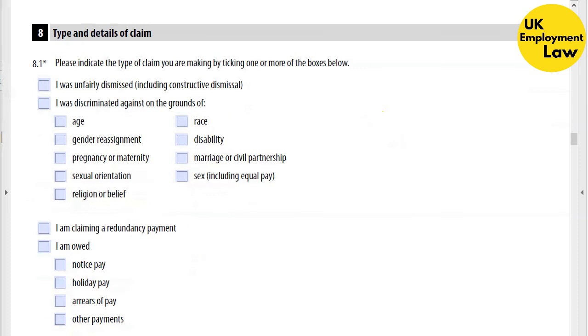Section 8. This is the section where you need to provide details of your claim. The most important section from your claim point of view. Do not click just any box.